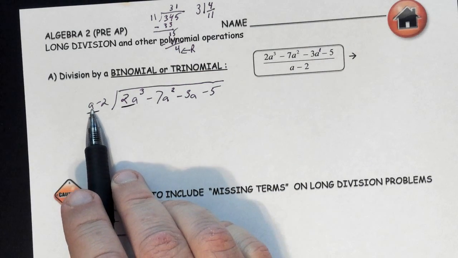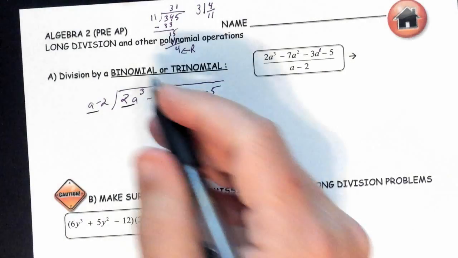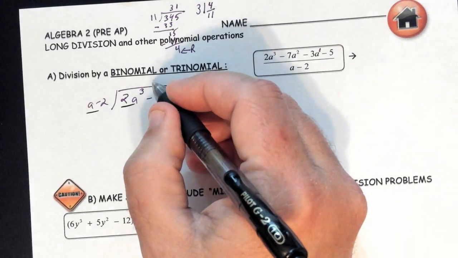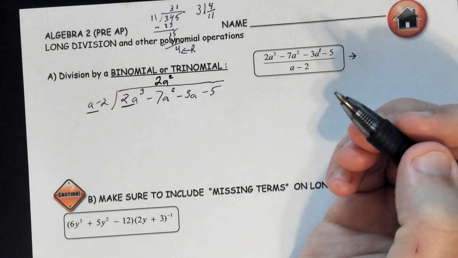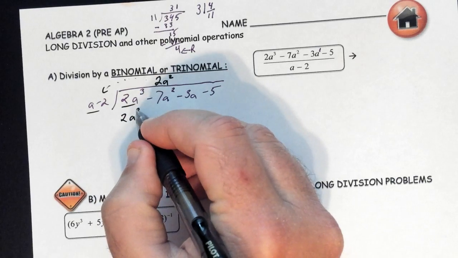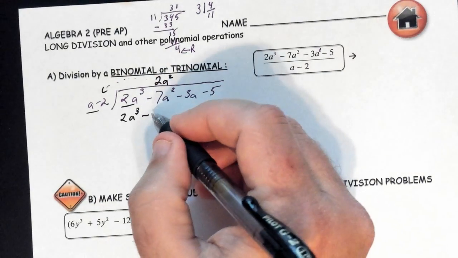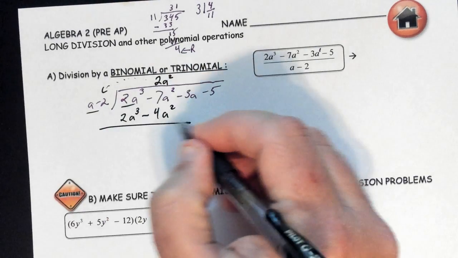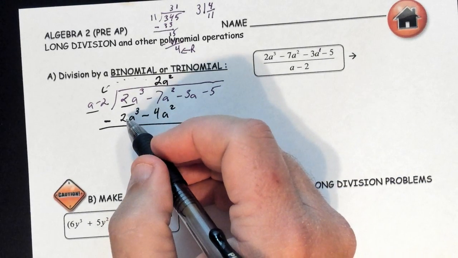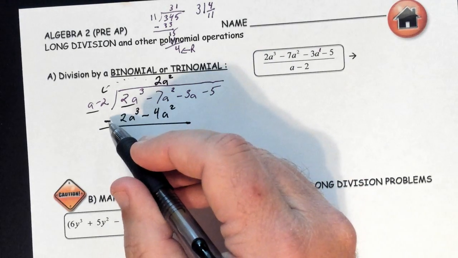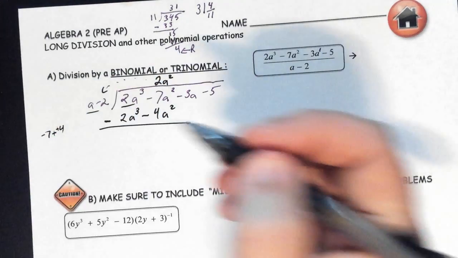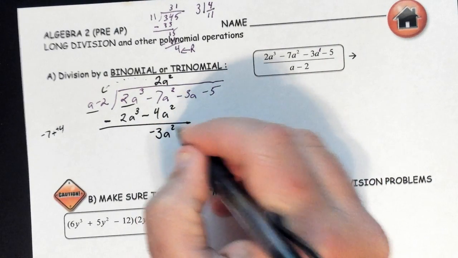In other words, what do I have to multiply by a to give me 2a cubed? Well, I need a 2 and an a squared. So we put that over the other a squared, so it's 2a squared. Then you take this value and multiply it: 2a squared times a is 2a cubed, minus 2a squared times 2, which is 4a squared. Then we subtract. You do have to be very careful. The first terms should always cancel out. Secondly, negative 7 minus a negative 4 is the same thing as negative 7 plus 4, which is negative 3a squared.